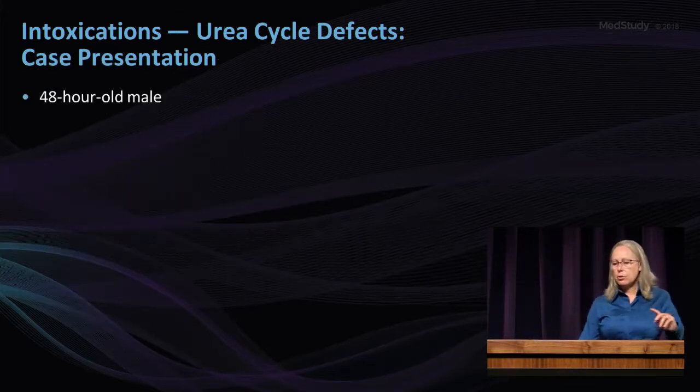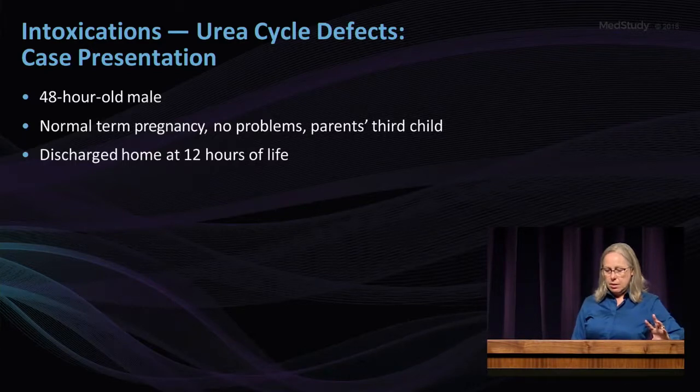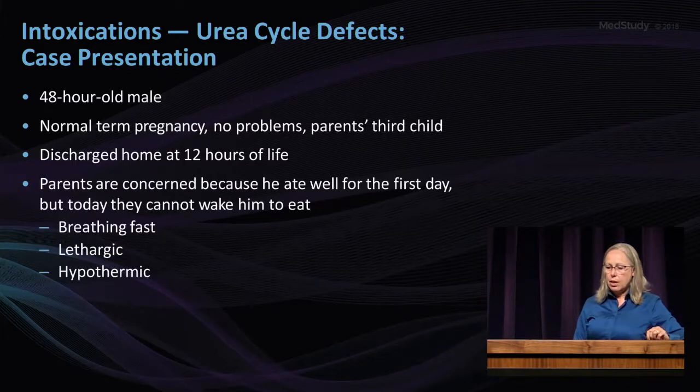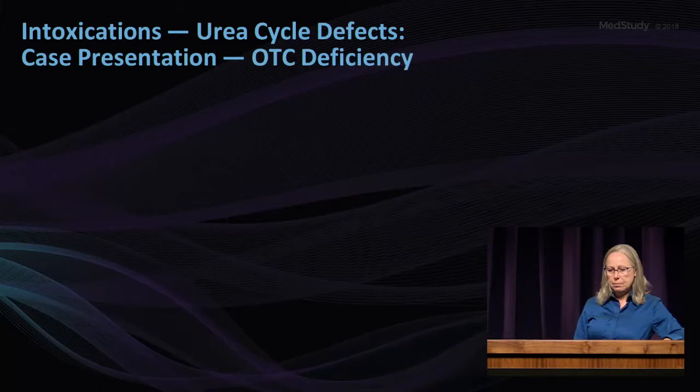So case presentation of a 48-hour male, normal term pregnancy, no problems, parents' 3rd child, discharged home at 12 hours of life, and parents are concerned because he ate well for the first day, but today they cannot wake him to eat. He's breathing fast, he's lethargic, he's hypothermic. We get some labs. We see the bicarb is at 40, pH is 7.45, and the ammonia is 800. So this is the classic presentation for OTC deficiency.